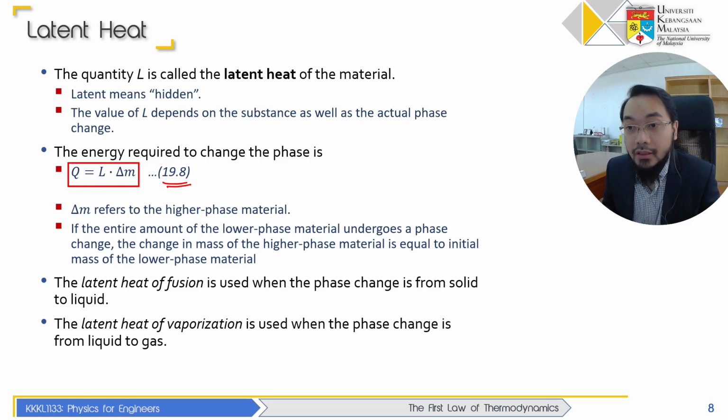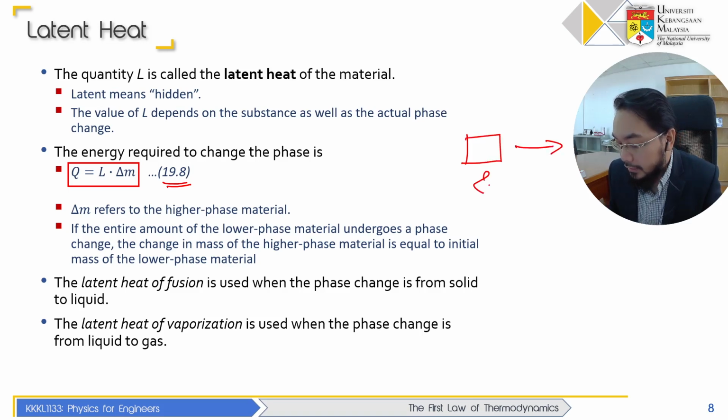If the entire amount of lower phase material undergoes a phase change, the change in mass of the higher phase material is equal to the initial mass of the lower phase material. So if you have a block of ice, and you supply heat to it and the whole thing turns into liquid water, then the mass of the water is equivalent to the mass of ice. The latent heat of fusion is used when the phase change is from solid to liquid.